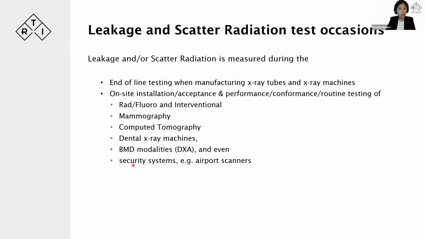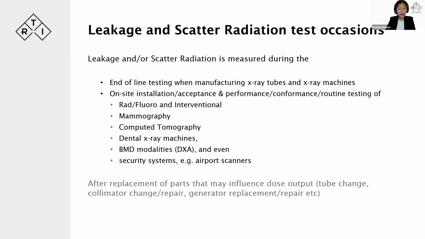Also, we would like to emphasize that scatter and leakage radiation testing should also be done in security systems, such as those airport scanners that we see during security check at the airport. And another instance where we do scatter and leakage testing is after the replacement of parts that may influence the dose output. So that's tube change, collimator change or repair, generator replacement or repair. Such tests, tube leakage and scatter measurements, should be done during those occasions as well.